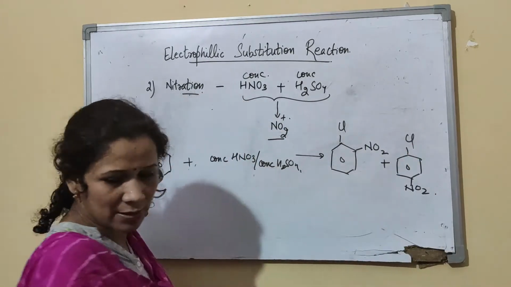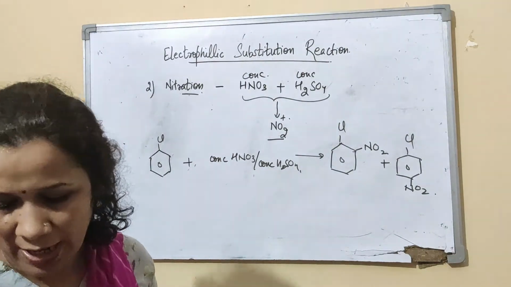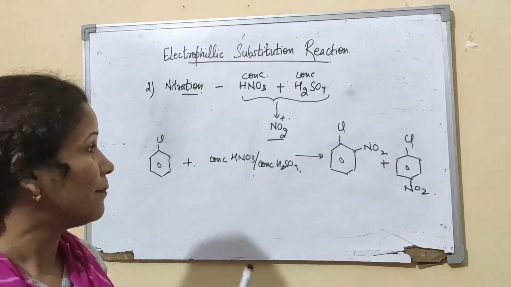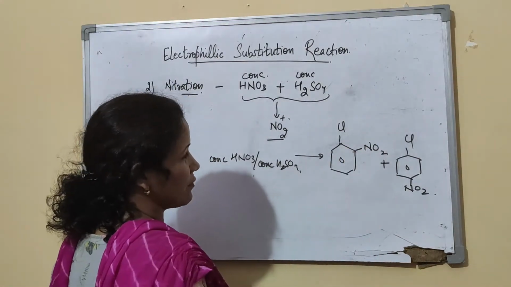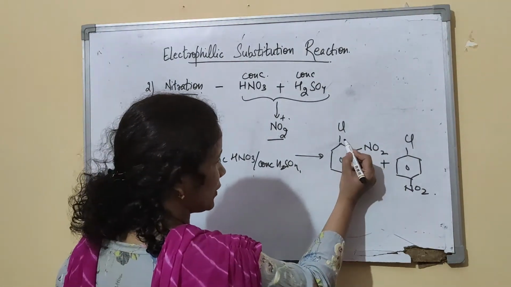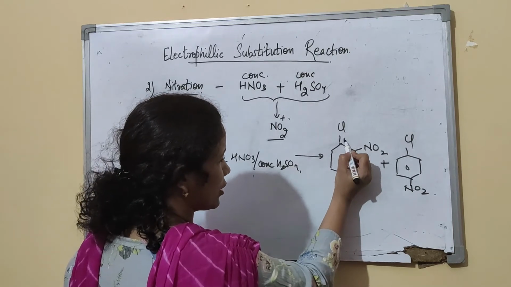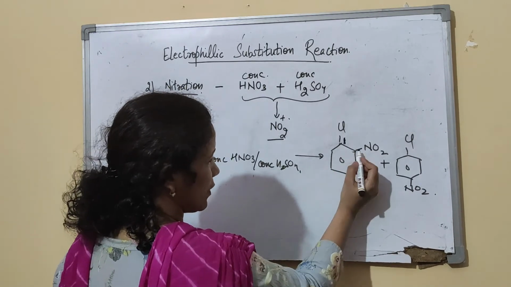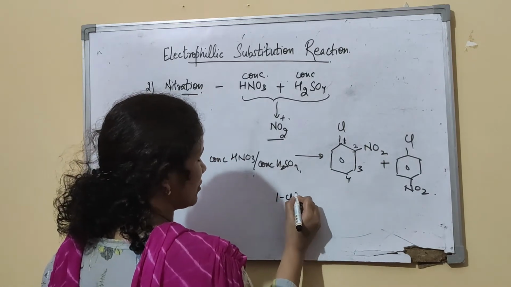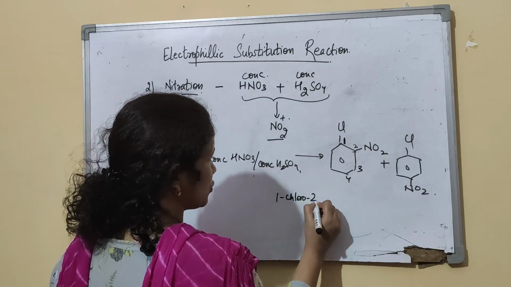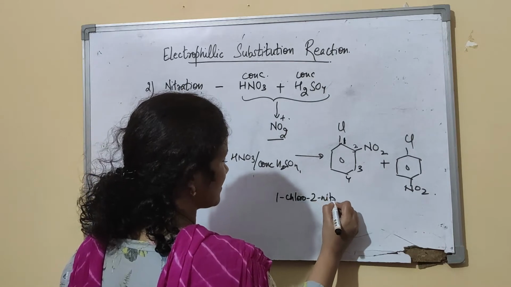So that is the product. Coming to the third reaction, but before we proceed on, we will just write the name for this. I've already discussed when we do the nomenclature, you start doing the numbering from the higher priority group. So higher priority is 1, 2, 3 and 4. So this will be 1-chloro-2-nitrobenzene.